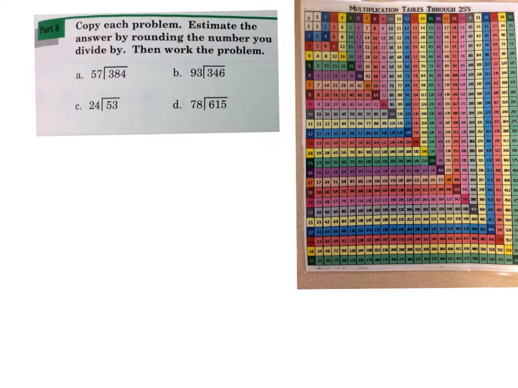So for the first part, for part 8, you have to copy each of the problems, and then it says you have to estimate the answer by rounding the number you divide by. So the first number here, 57, means that I have to estimate about how many times it will go in here, just so I know that I have a starting point, because if you look at your multiplication table, it doesn't go up to 57s, and I don't know my 57s, and I don't know anyone else that does.